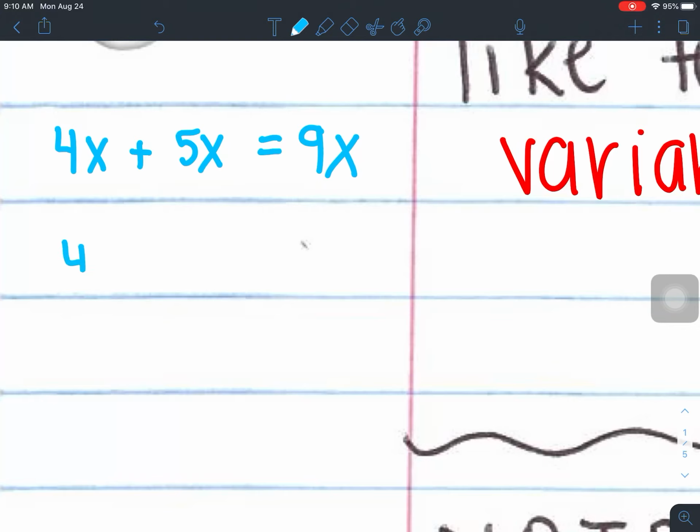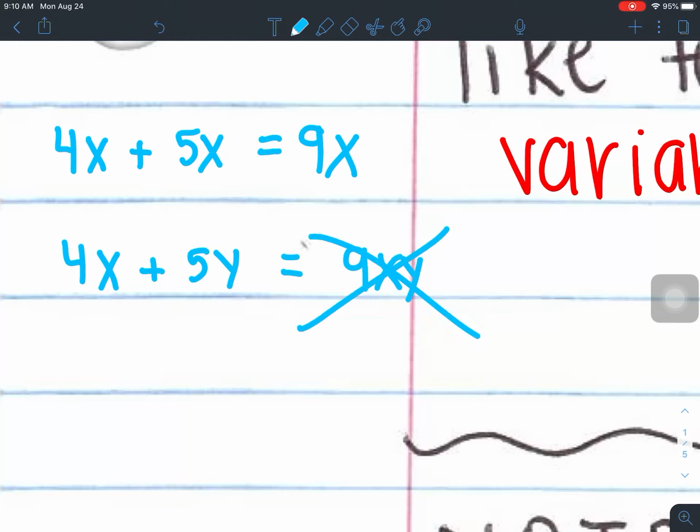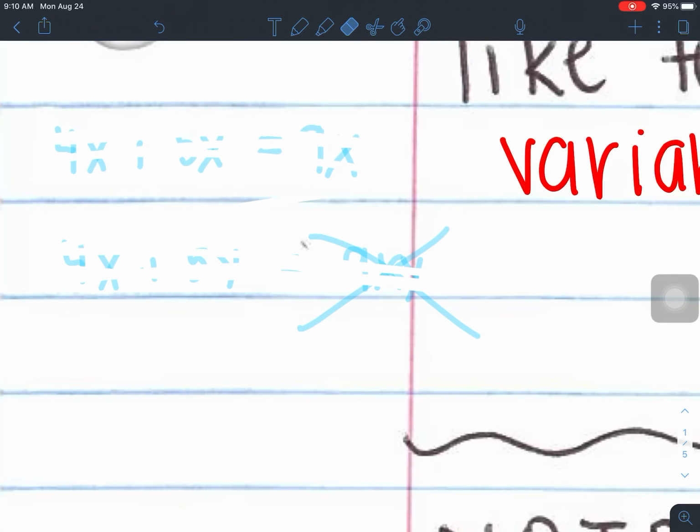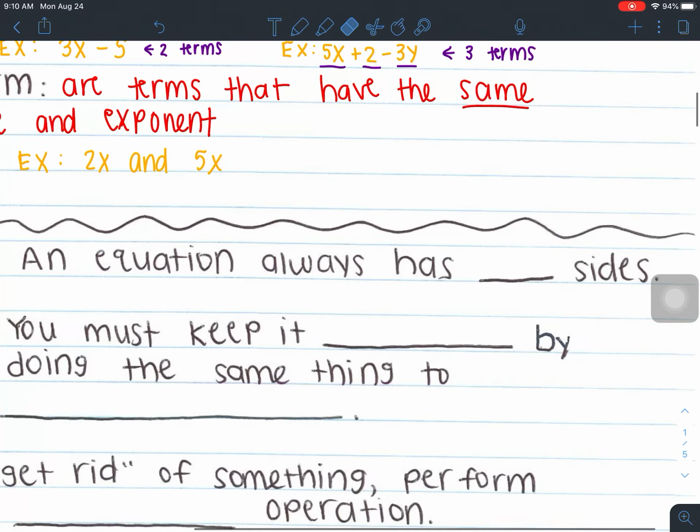But if I wanted to add 4x plus 5y, for example, I cannot combine those. They do not have the same variable. They are not like terms. It is impossible. It does not make 9xy. That is not allowed, okay? So it has to have the same variable, same exponent. Another example of like terms would be 7y squared and 4y squared.